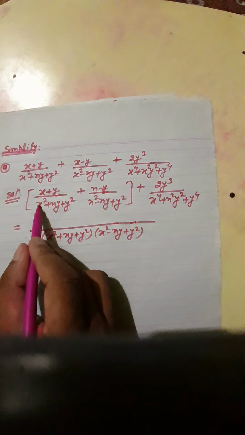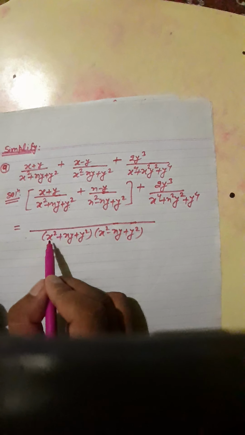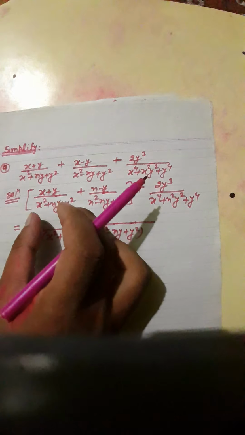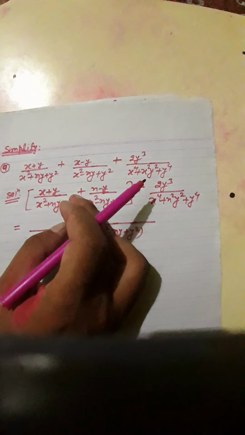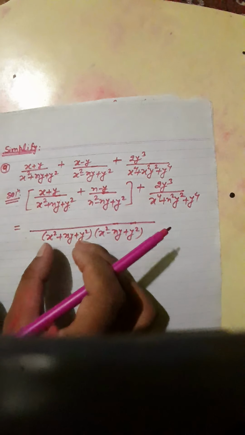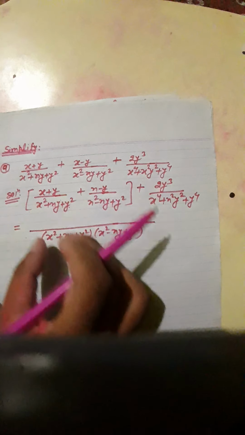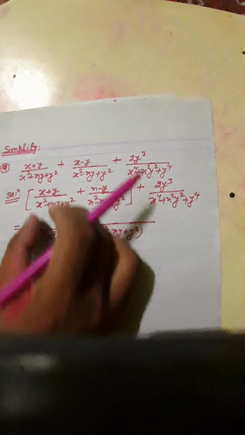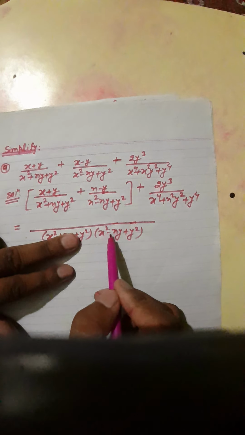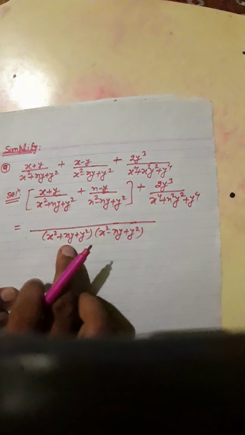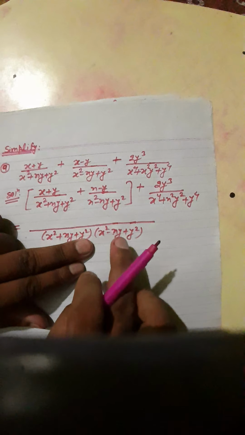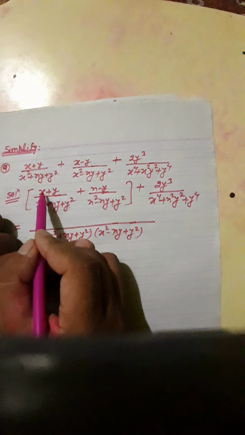So here x square plus xy plus y square and x square plus xy plus y square, both are the same. So internally we can cancel these in our mind, x square plus xy plus y square, both are equal. So we leave this and these are equal, so we cancel it, and the remaining factor is x square minus xy plus y square. So this remaining factor goes to multiply here in the numerator.